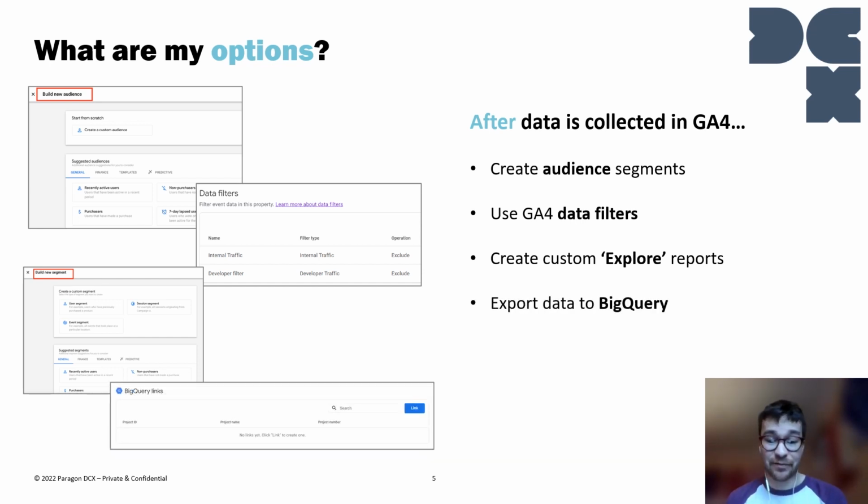And lastly, if it's something that you would like to do, you can export your data to BigQuery for free with GA4. And from there, you can then create different data tables and reporting views within BigQuery, and then connect that back to a visualization tool like Looker Studio, for example, and visualize your data in that way.